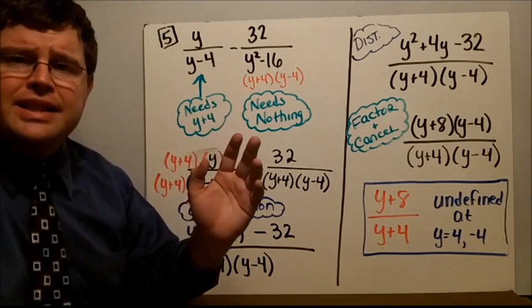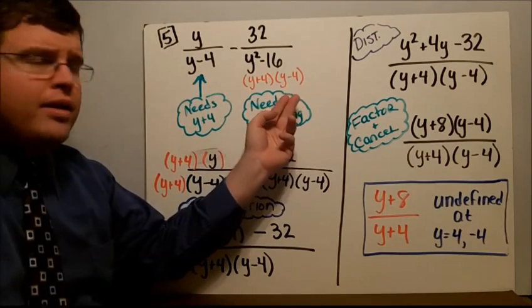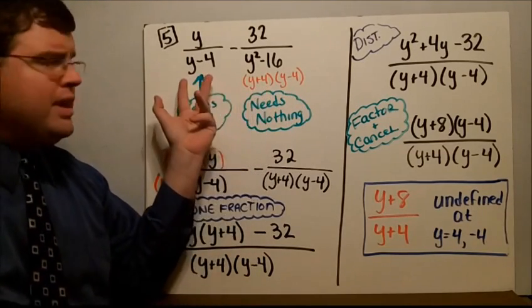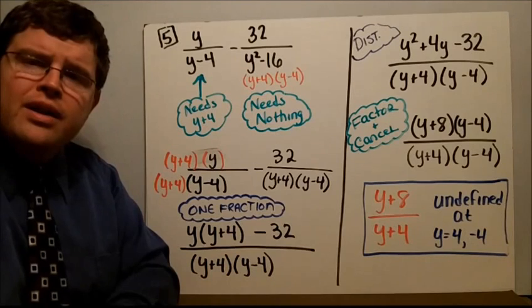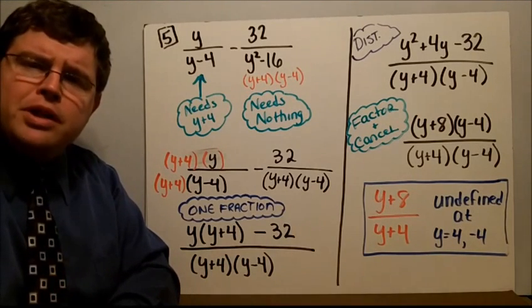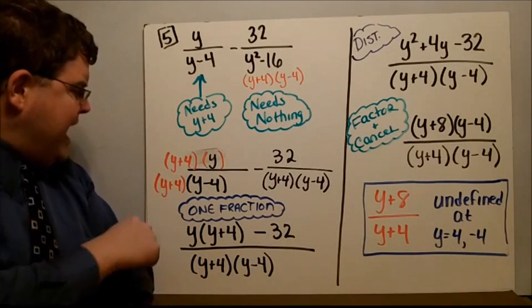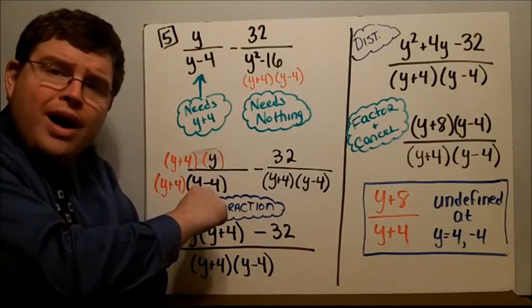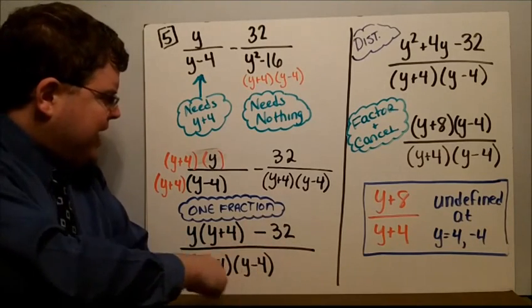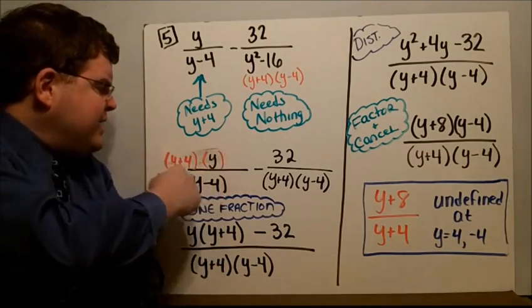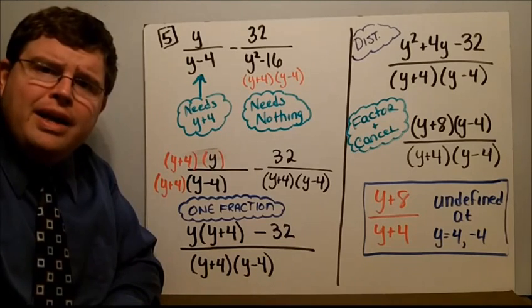Let's see what pieces each of these fractions are missing. This has a y minus 4, and so does this one. This has a y plus 4, but this one does not. This one needs the y plus 4. I give it that by multiplying by y plus 4 over y plus 4, top and bottom. Now I have a common denominator, y plus 4, y minus 4. I can rewrite it as one fraction: y times y plus 4 minus 32 over the common denominator.